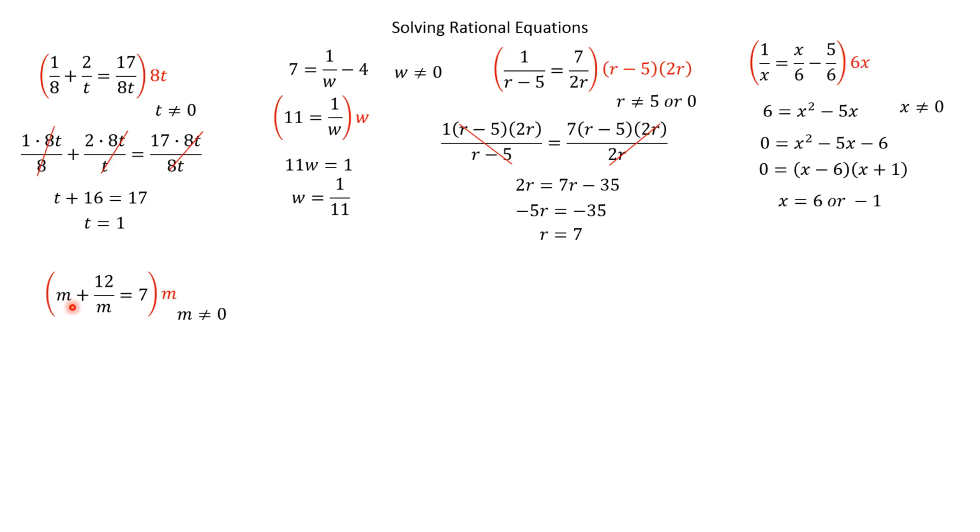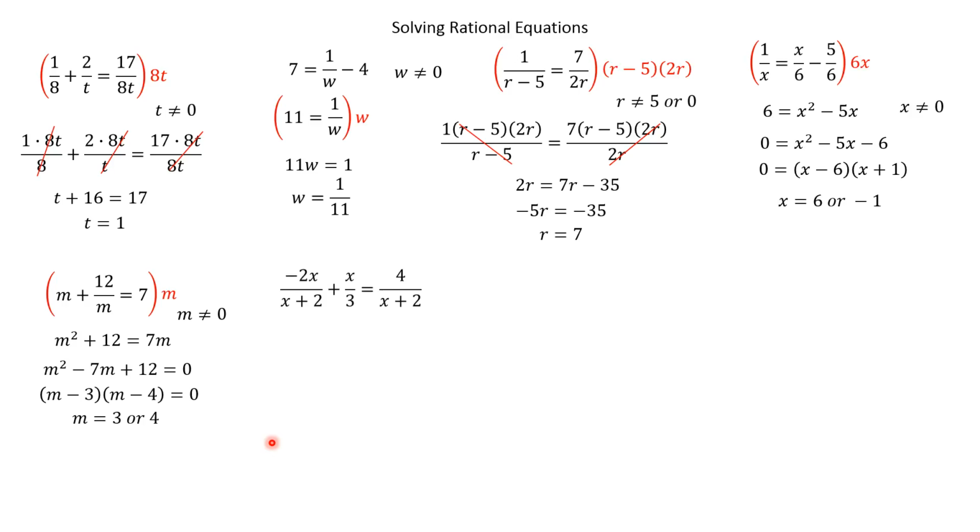We're going to get m squared plus, the m's cancel, so we have 12 equals 7m. It's a quadratic again, so let's get it equal to 0. So subtract the 7m over, then factor. What times what will equal 12 that'll add to equal negative 7? Negative 3 and negative 4. And so here m could equal 3 or 4. And neither of those is 0, so m equals 3 or 4 is our solution.